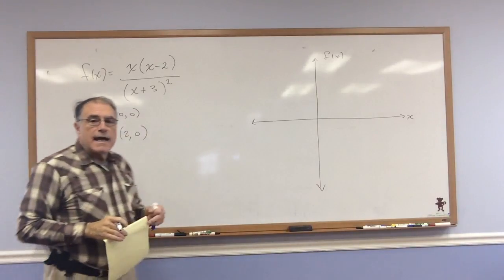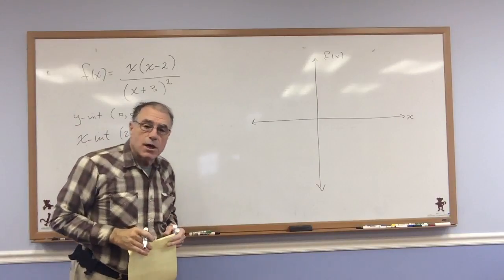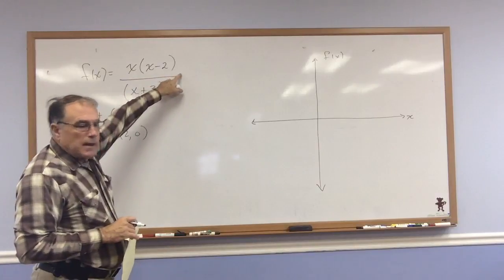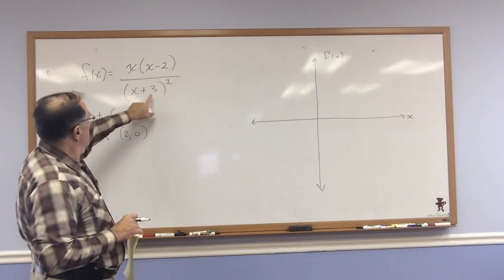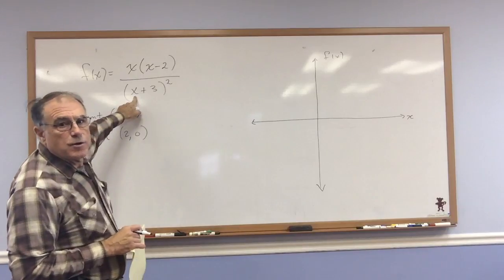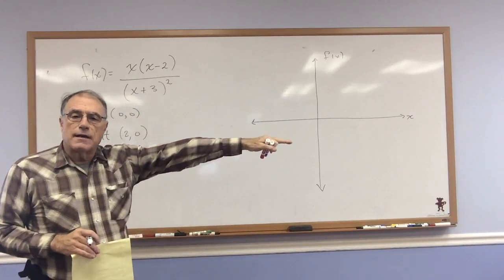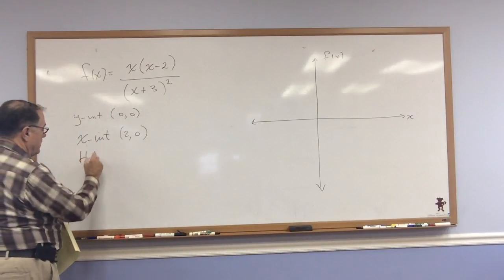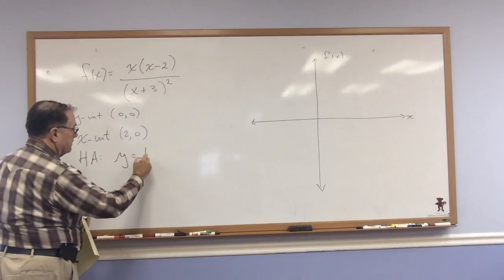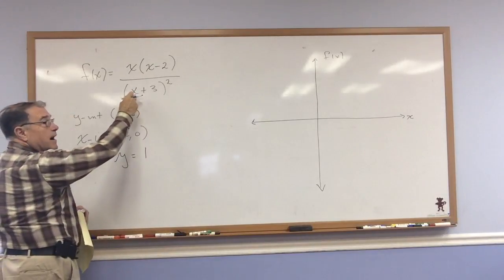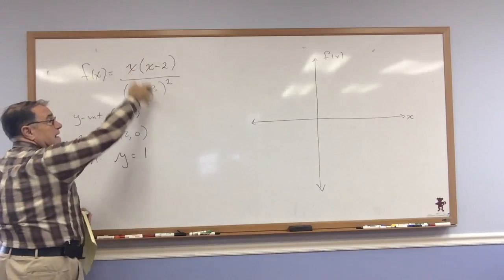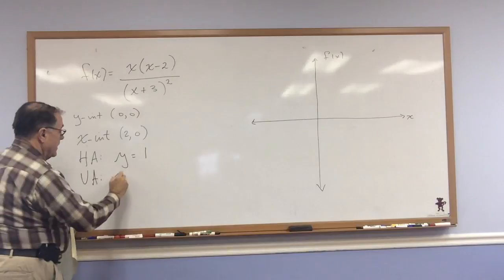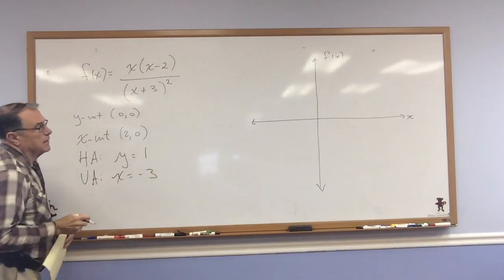Next, being that this is a rational function, we look for asymptotes. Notice that the degree in the numerator, were I to multiply, would be x squared. The degree would be 2. In the denominator, the degree would be 2. So we know there's a horizontal asymptote, y equals 1. Since the function's undefined at -3, I cannot remove that problem. We've got a vertical asymptote at x equals -3.